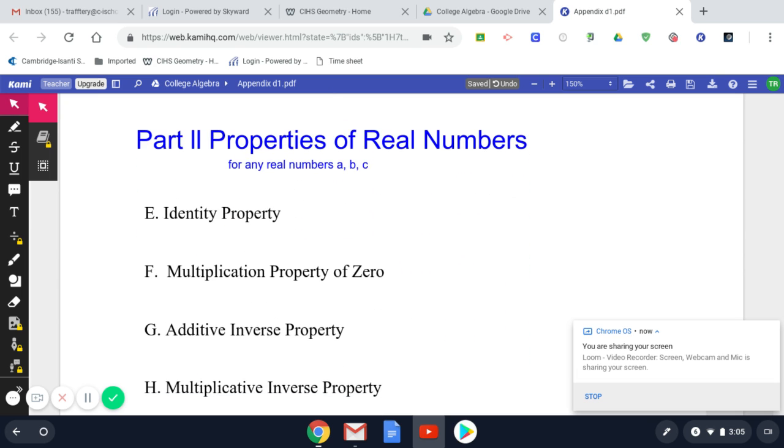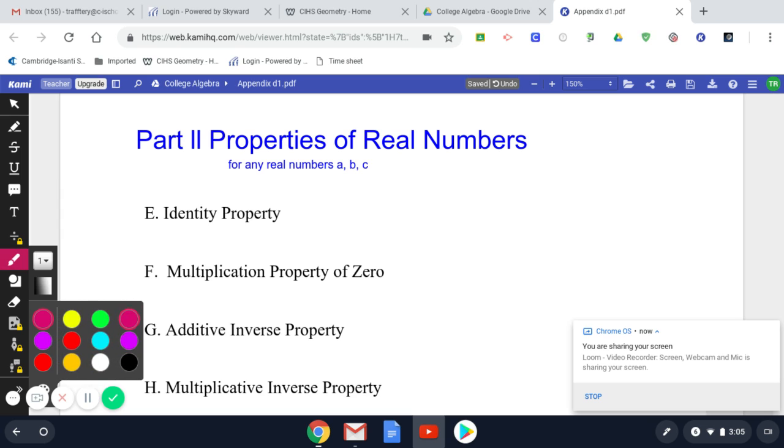Part 2, the properties of real numbers. So here's some more of them. The identity property is what gives back your original thing you started with. So for example, 0 plus A equals A. That's the identity property. Also, 1 times A equals A.